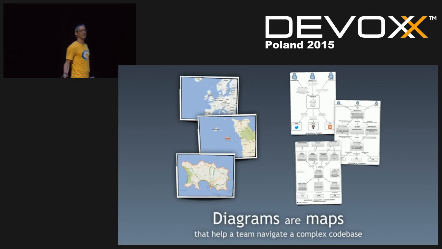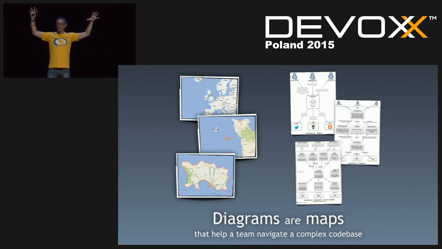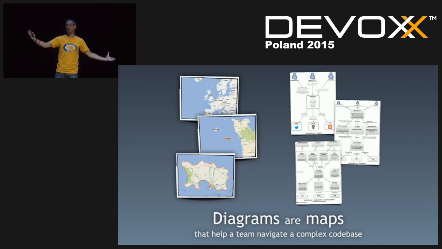These diagrams are maps that can help us navigate and explore and understand a large and complex software system. That's the whole purpose of them. Sometimes we want the zoomed out view of the world, and that's great for a certain audience. And us as developers, we want the zoomed in view of the world, components and technology choices.